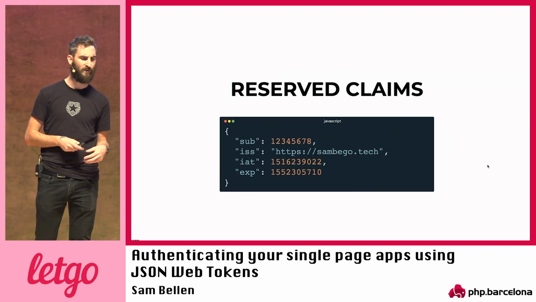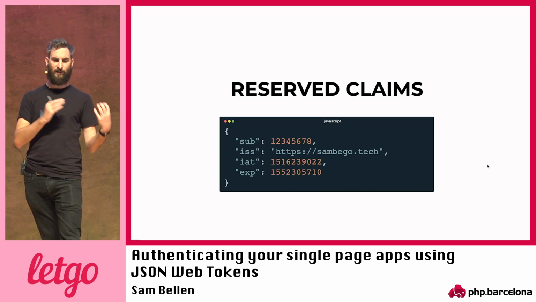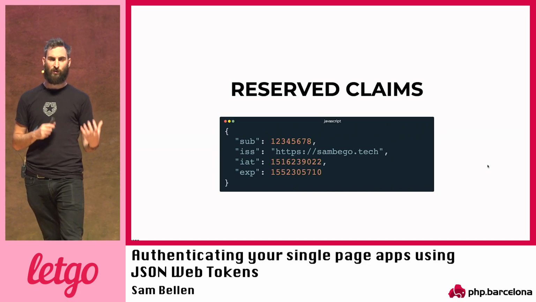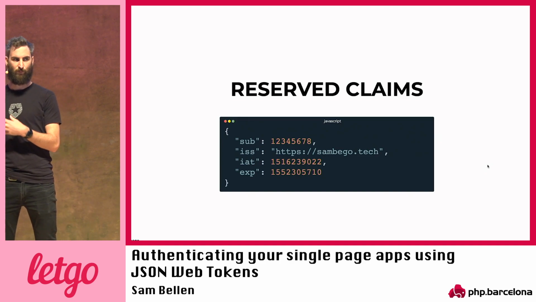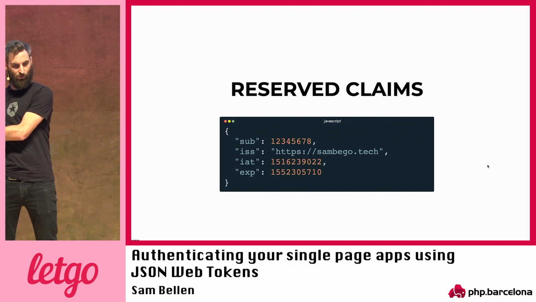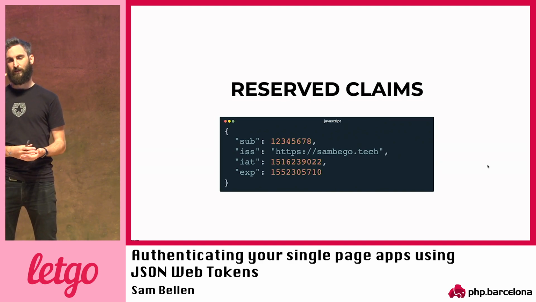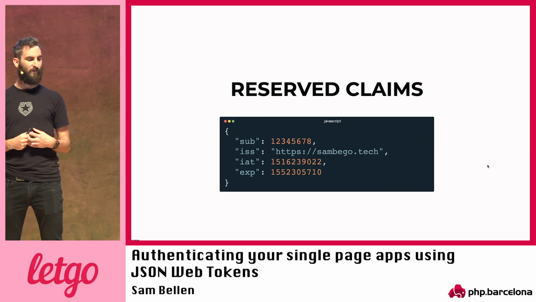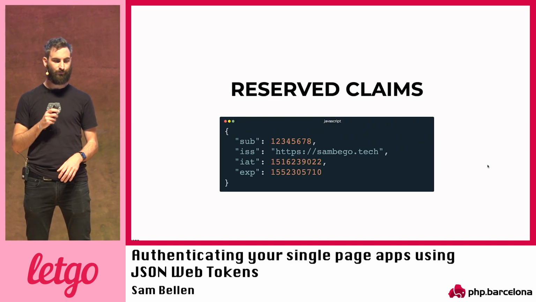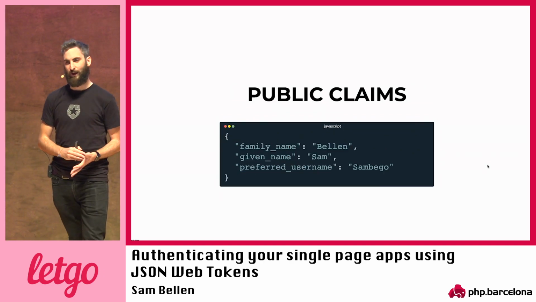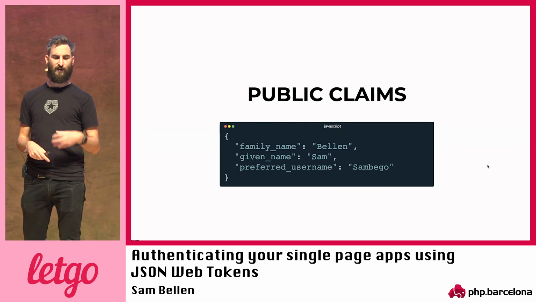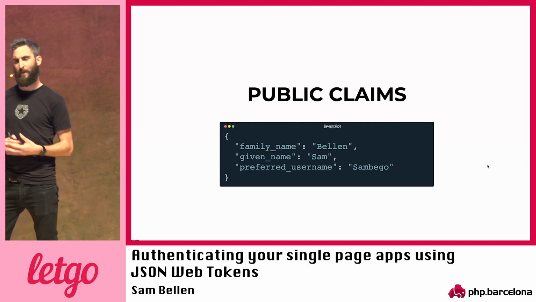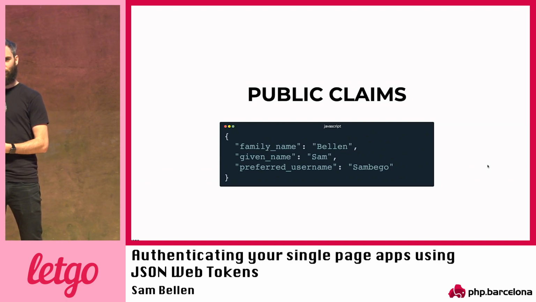And there's a bunch of different claims. The first set of claims, and a claim is a key value pair in the JSON Web Token, are reserved claims. And reserved claims are basically the ones that have been specified by the JSON Web Token spec, like subject, issuer, which authorization server issued this token, the issued at date, the expiry date. There's a few more, but these are all specified by the spec of the JSON Web Token. The second one are public claims. And these are claims that are used often with APIs, things like family name, given name, preferred username, but they're not standardized by the JSON Web Token spec.